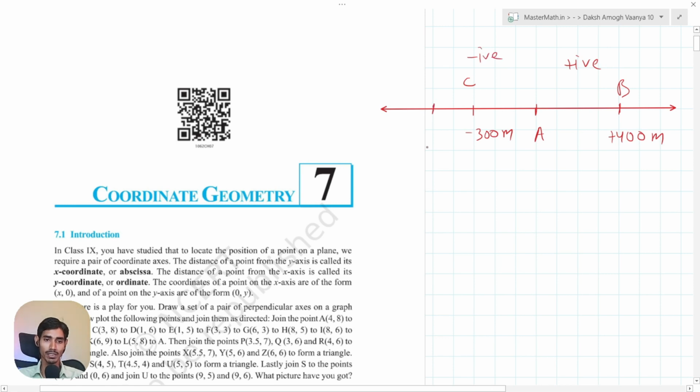So immediately we can say, if I ask you where is minus 500, the address is minus 500, you can immediately conclude that it is left of the point A, 500 meters left from A. Now this is traveling in one axis, just one axis, and one axis means how many directions? Two directions.